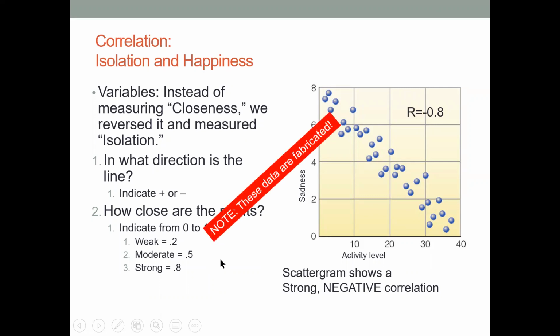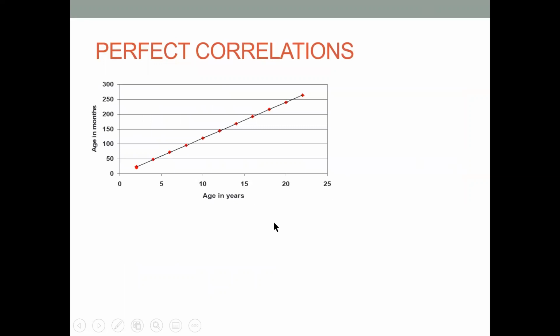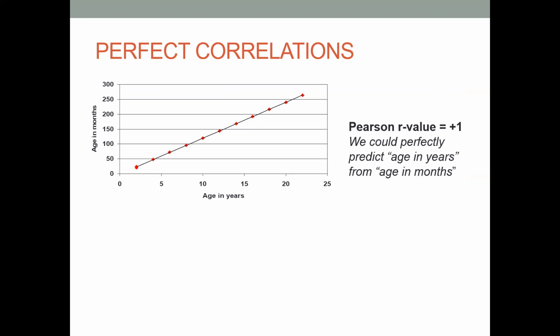And these data are just made up. Perfect correlations fall exactly on the line. Age in months and age in years. If I know how old you are in months, I know how many years you've been living. We could perfectly predict age in years from age in months, so we would give it a perfect score, which in this case is 1. We would put the plus sign here for this example, but if there's no plus sign there, we assume the plus sign is there.